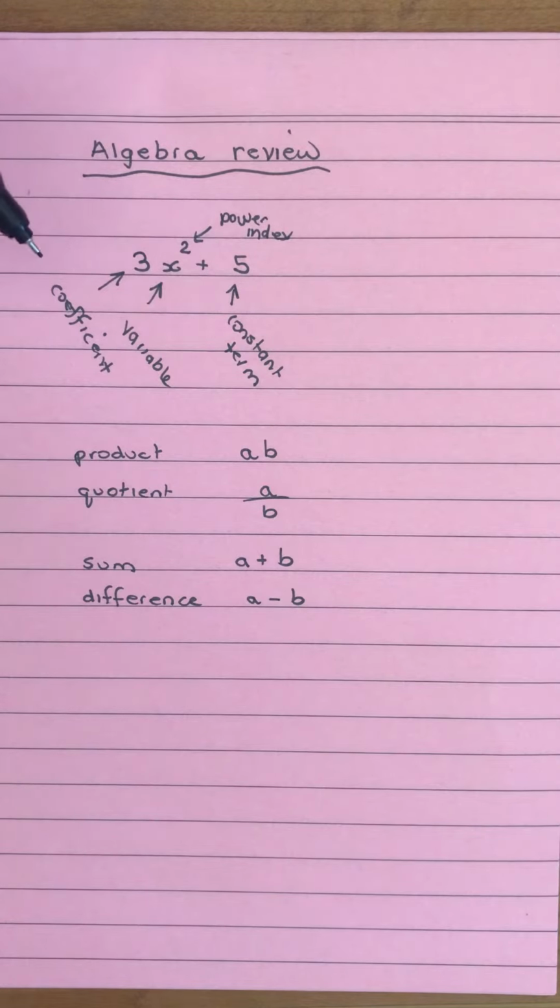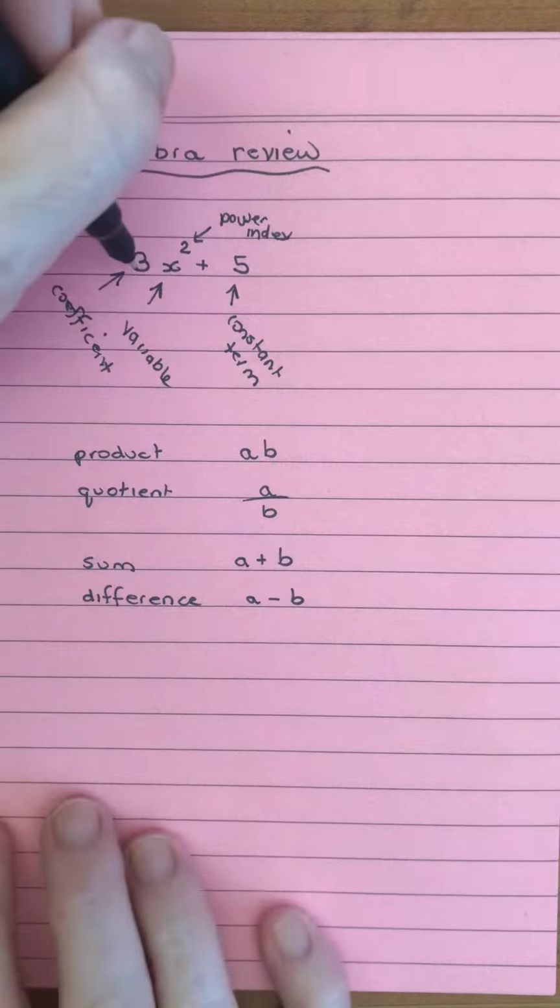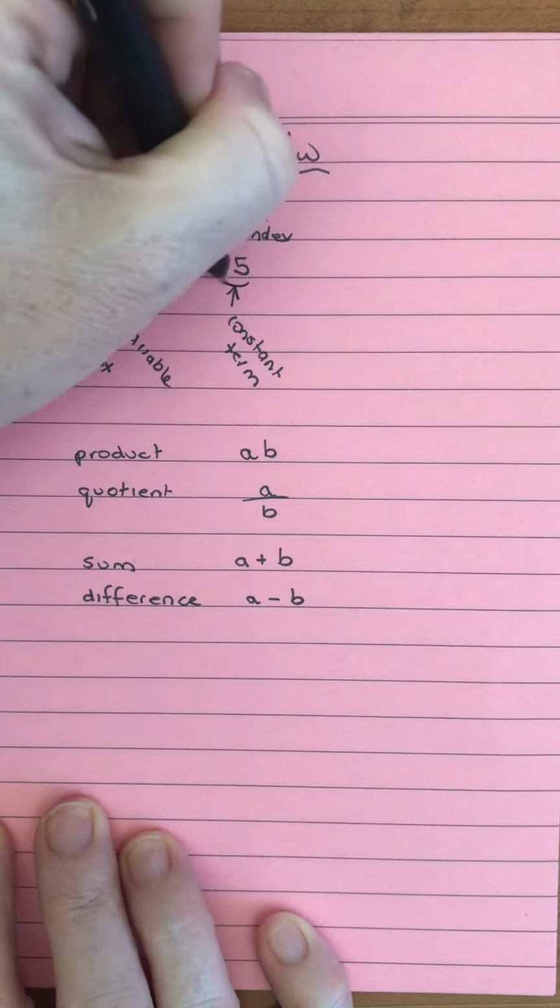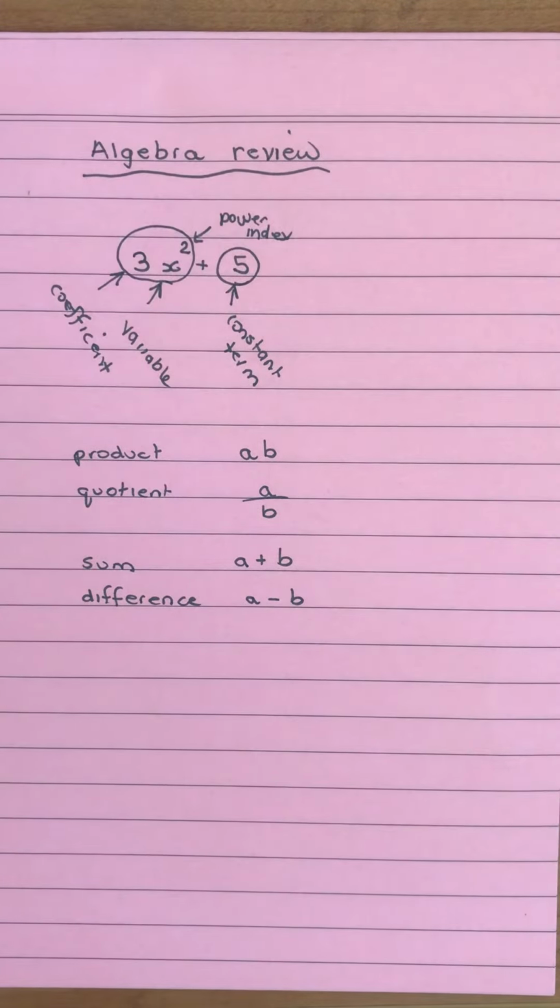So when you're looking at an expression, you can identify the variable, you can identify the constant term, you can identify the coefficient, you can see how many terms there are. So we've got 1, 2 terms there in that expression. We can have expressions with 3, 4, 5, 1 term. We aren't limited to only having 2 terms in our expression.